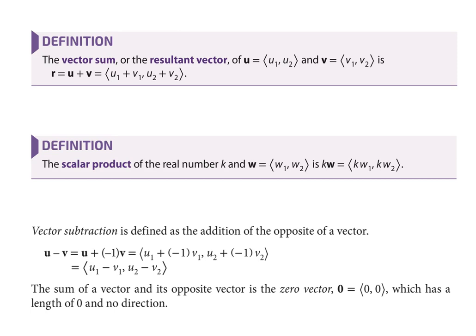We have two definitions here. Vector sum, or the resultant vector, they mean the same thing, of two different vectors, vector u and vector v. If they ask for the resultant vector, they actually just want you to add them. You're adding your x values, you're adding your y values.